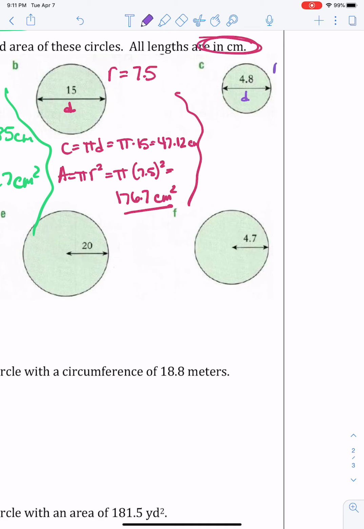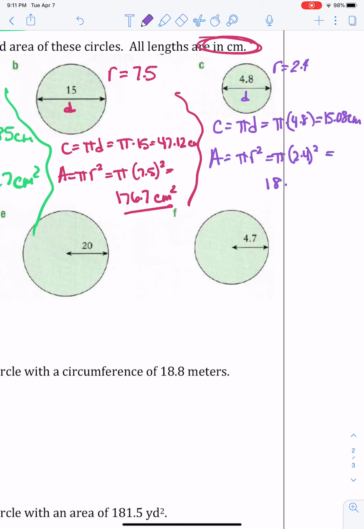Here's my diameter. Radius equals 2.4. Circumference equals pi d. Pi times 4.8. Put that in parentheses so it looks better. 15.08 centimeters. Area equals pi r squared, which is pi times 2.4 squared, which is 18.10 centimeters squared. So these problems are just about applying what you've been given.